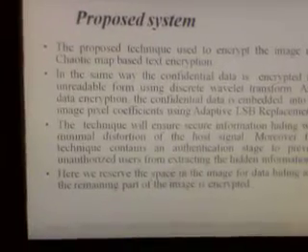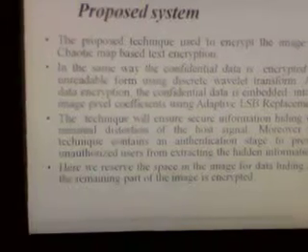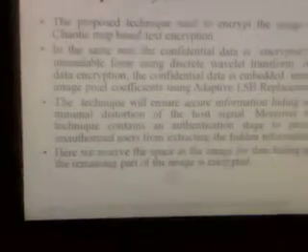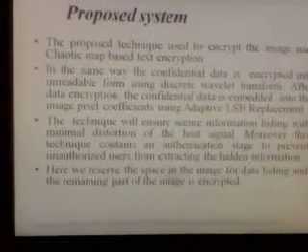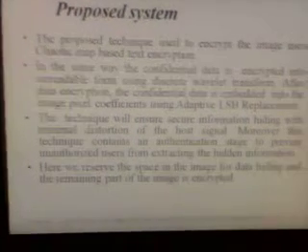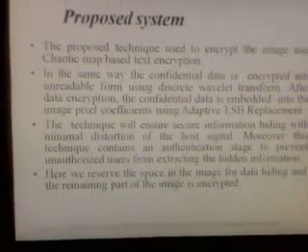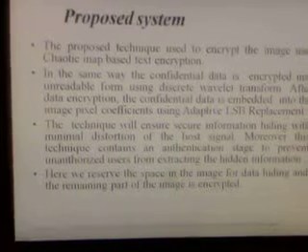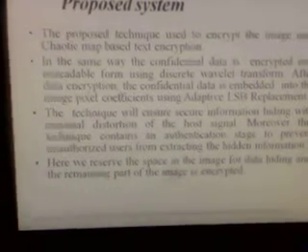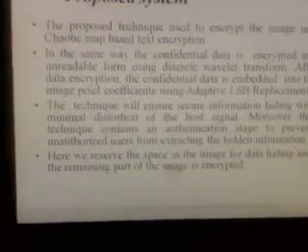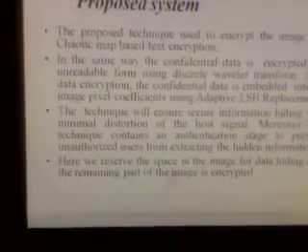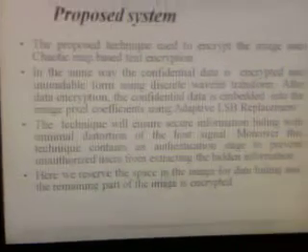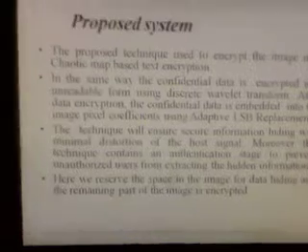In the proposed system, the image and confidential data are encrypted using chaos encryption. The confidential data is encrypted into unreadable form using lifting wavelet transform. After encryption, the confidential data is embedded into the image pixel coefficient using adaptive LSB replacement. This technique is more confidential and prevents outsiders from hacking.